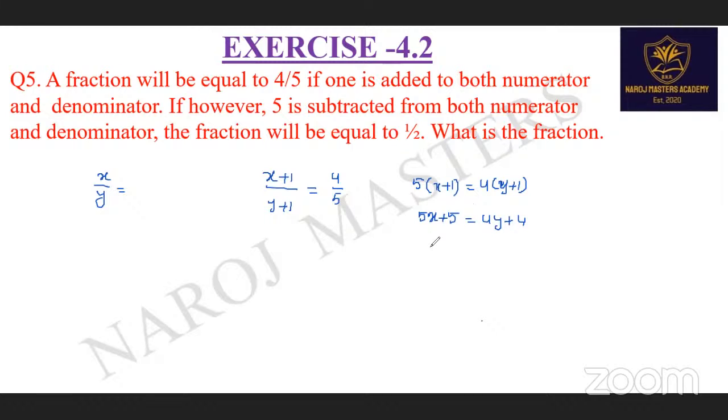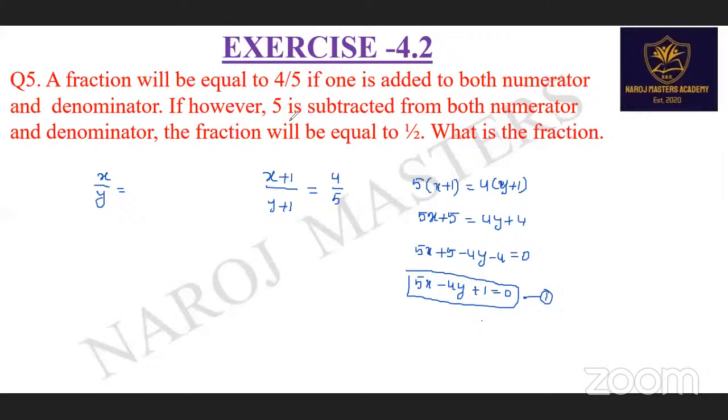Get all the terms on one side. 5x plus 5 minus 4y minus 4 equal to 0. So this is 5x minus 4y, 5 plus 5 minus 4, this is plus 1, equal to 0. So this is our first equation.